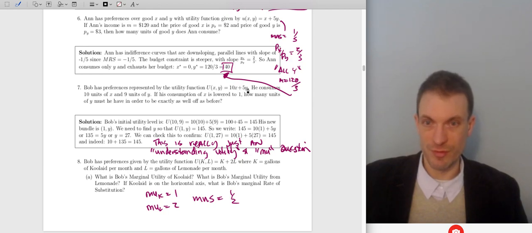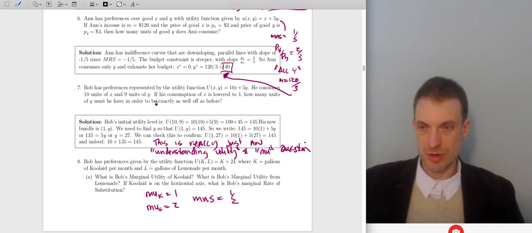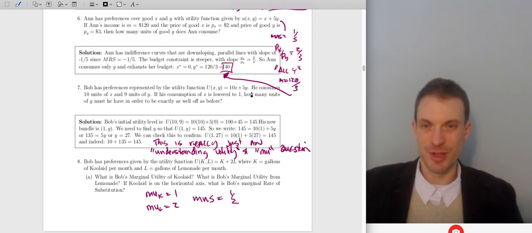So we'll have 145 as Bob's current level of utility, right? If his consumption of x is lowered to 1, how many units of y must Bob have to be exactly as well off as before? Okay, so with 1 unit of x, how are we solving this? We found that Bob's level of utility for the original bundle is 145, so I'm going to set 145 equal to 10 plus 5y. Why?